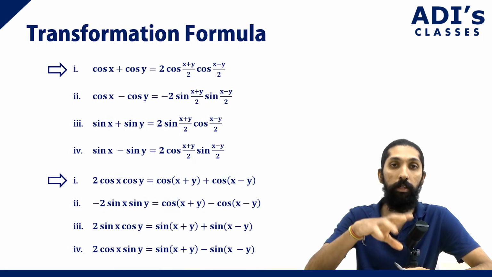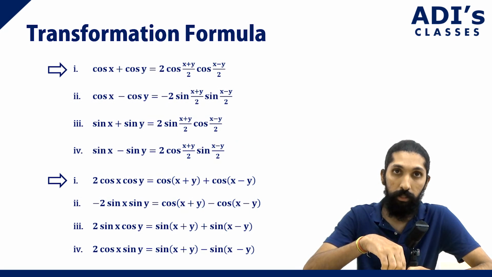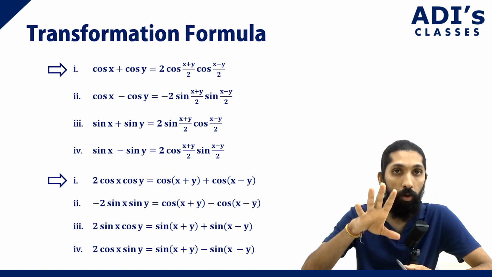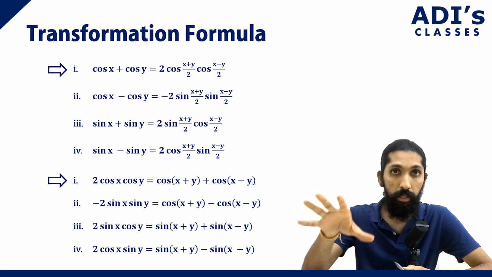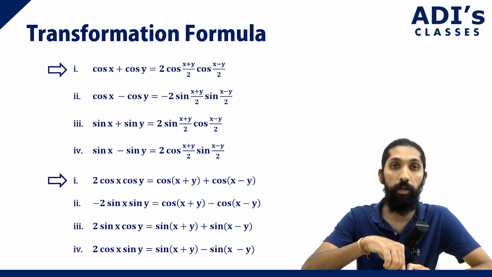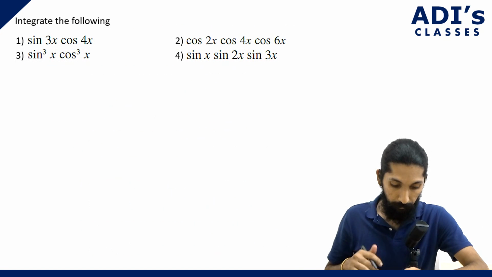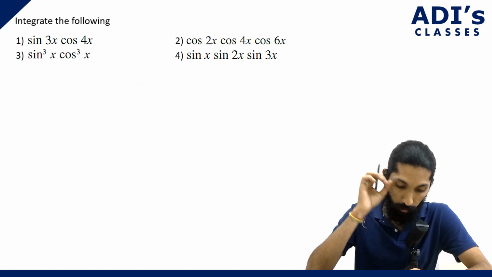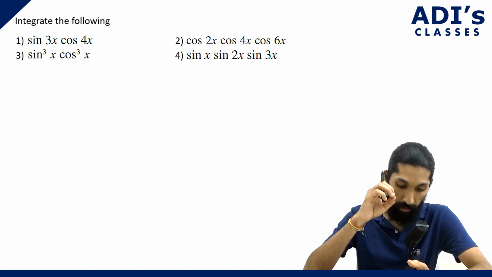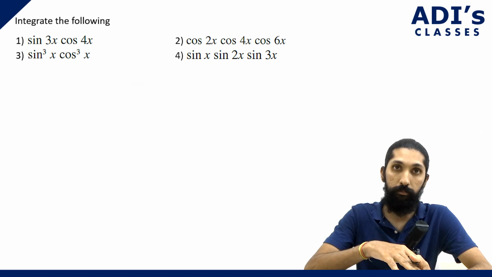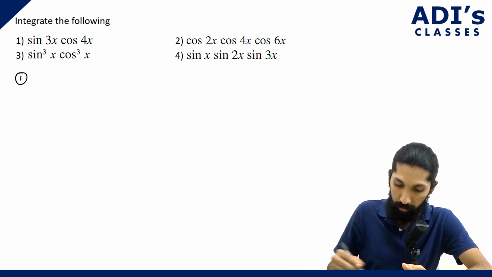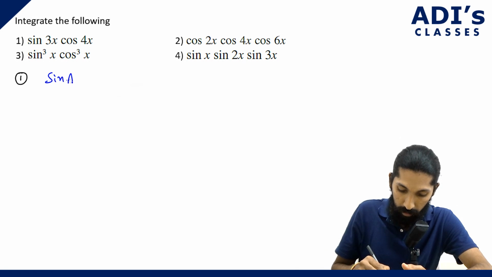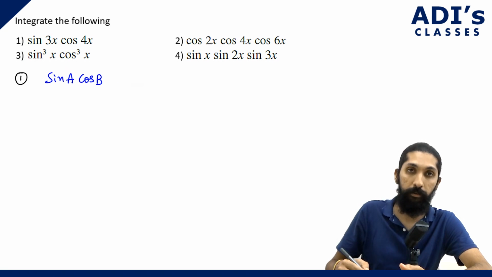Now, the list of transformation formulas, as you can see on the screen. Remember all these formulae, and we are going to apply them in solving a few problems now. Okay. Now, look at the first one. See here, sine 3x cos 4x. This is of the form sine A cos B, correct? Sine A into cos B, right?